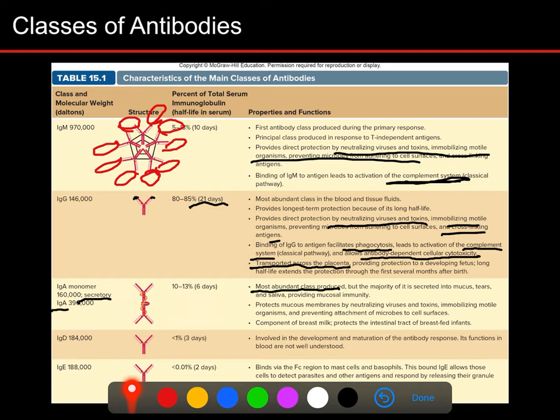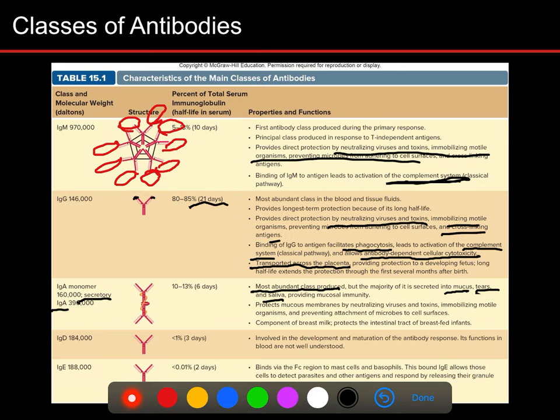So primarily what that means is very high levels in mucus, tears, and saliva. The primary job of IgA is to prevent infection, right? So you make a lot of it in your mucus, and it's going to bind to things that are trying to get into your body and prevent them from being able to cross your barriers.